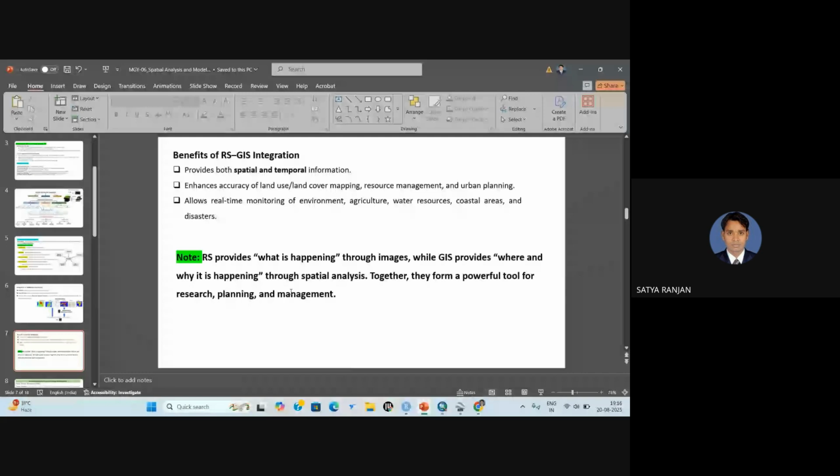So both remote sensing and GIS together we can use for different fields.